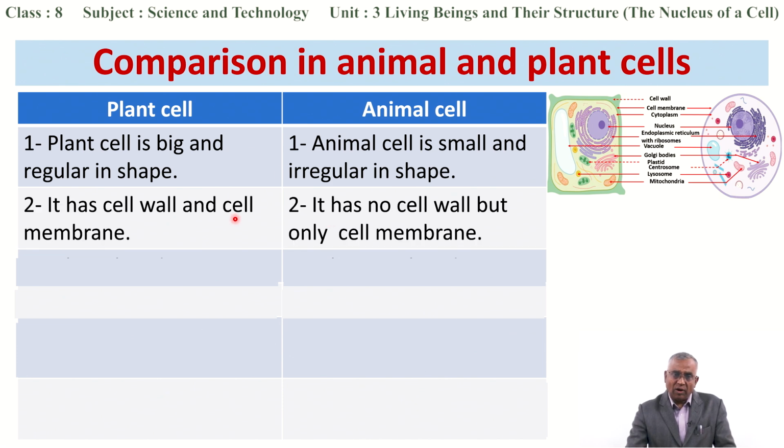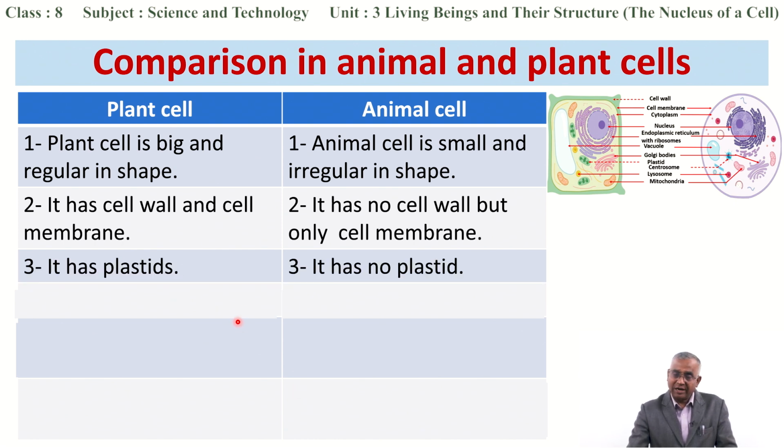It has cell wall and cell membrane. That is plant cell. It has both cell wall and cell membrane. But here animal cell, it has no cell wall but only cell membrane. That dotted line shows that cell wall is only in plant cell, not in animal cell. Yes, okay. Third one, I think you are writing it, that animal cells do not have plastid. Plant cell has plastid, and that is absent in animal cell.